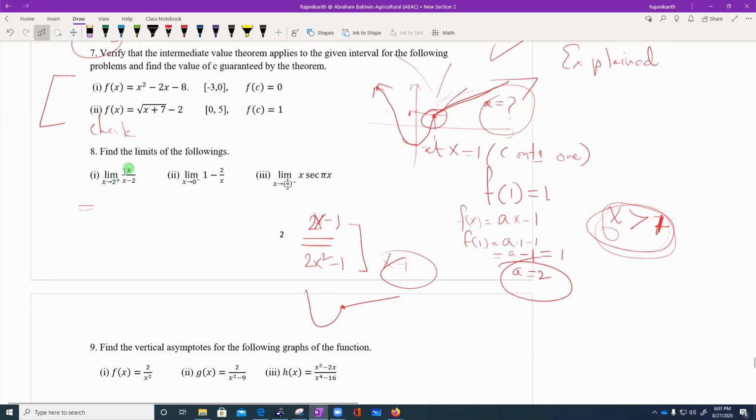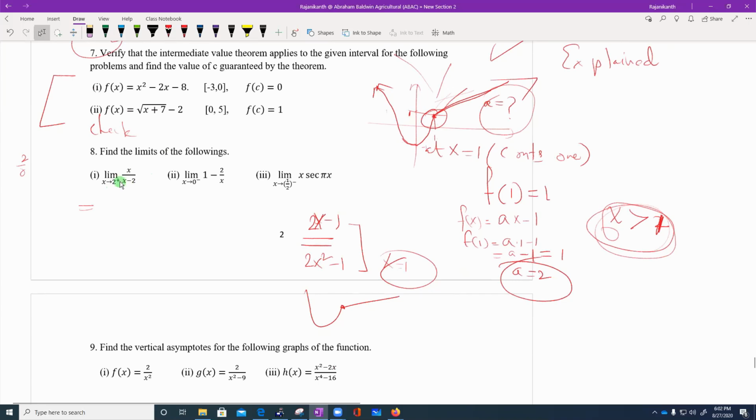You're plugging 2, right? x is approaching 2. That means if you're plugging 2 right away, you will get 2 over 0, which is infinity. Am I right? Right. But now you are checking only one side. Therefore, you have to identify whether that is positive infinity or negative infinity. Anyway, your answer is going to be infinity, but I don't know what kind of infinity it is. Maybe positive, maybe negative. How do you check?